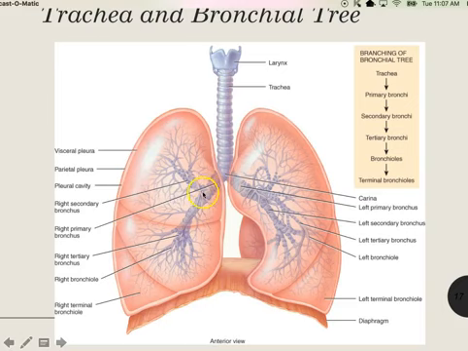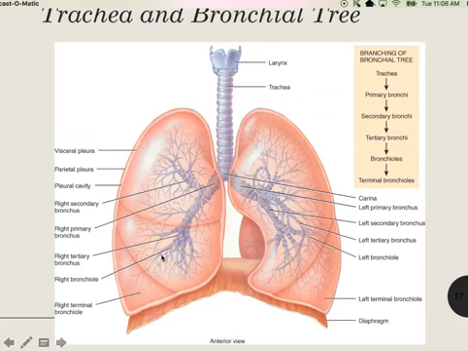The primary is like 1. So secondary is simply the next division, the second division. You have secondary bronchi on both sides. And then after that, you have what are known as tertiary bronchi, the third split. Again, you have multiple ones on the different sides. And then after that, you're getting into bronchioles.